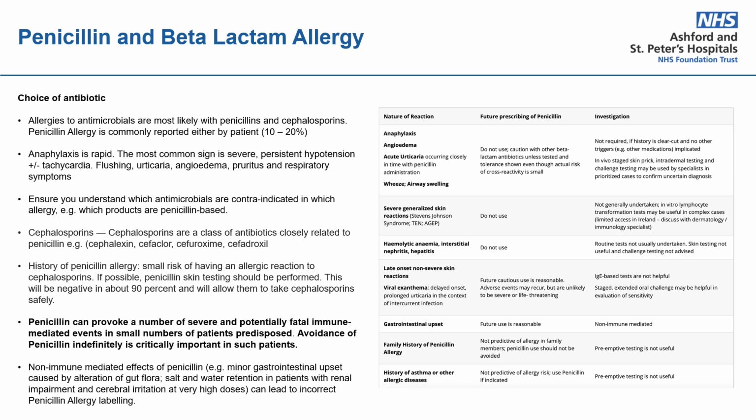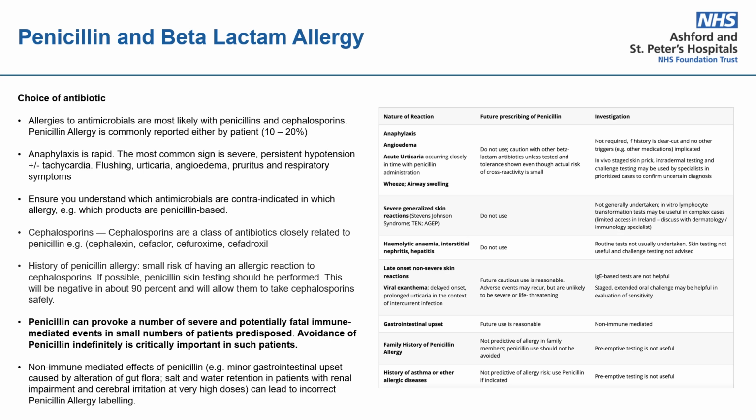I wanted to include a slide in my presentation about prescribing in women who have a penicillin allergy and what are the important things to consider in this group of women. Now, allergies to antimicrobials are most likely with penicillins and cephalosporins. Anaphylaxis to medication begins and progresses really rapidly. The most common sign is severe persistent hypertension, normally with tachycardia. There is also flushing, urticaria, angioedema, pruritus, and respiratory symptoms, which may or may not be present in the patient. It's therefore really important to check allergy history immediately before prescribing any antimicrobial.